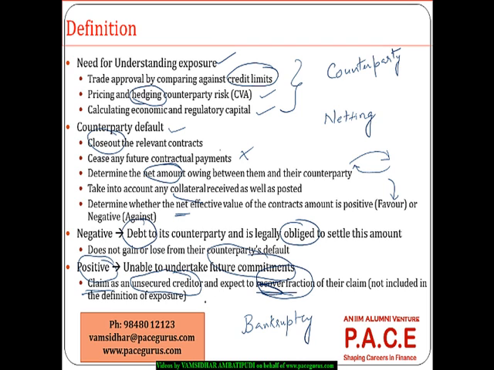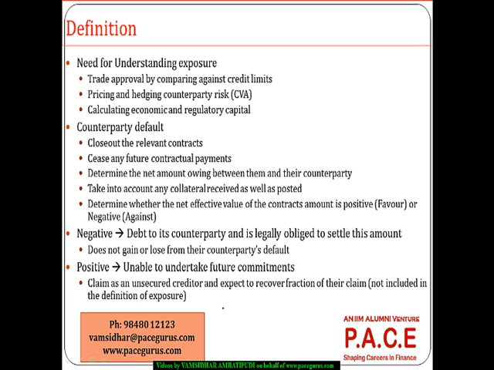How is this equation working out? In case of positive, I'm not going to get anything, and in case the exposure is negative, I have to pay everything that I am supposed to pay to my counterparty.